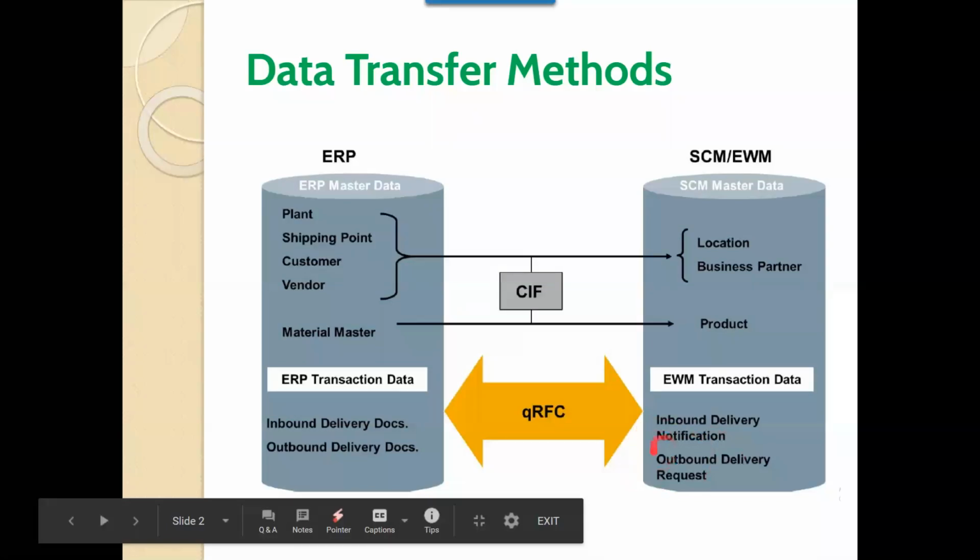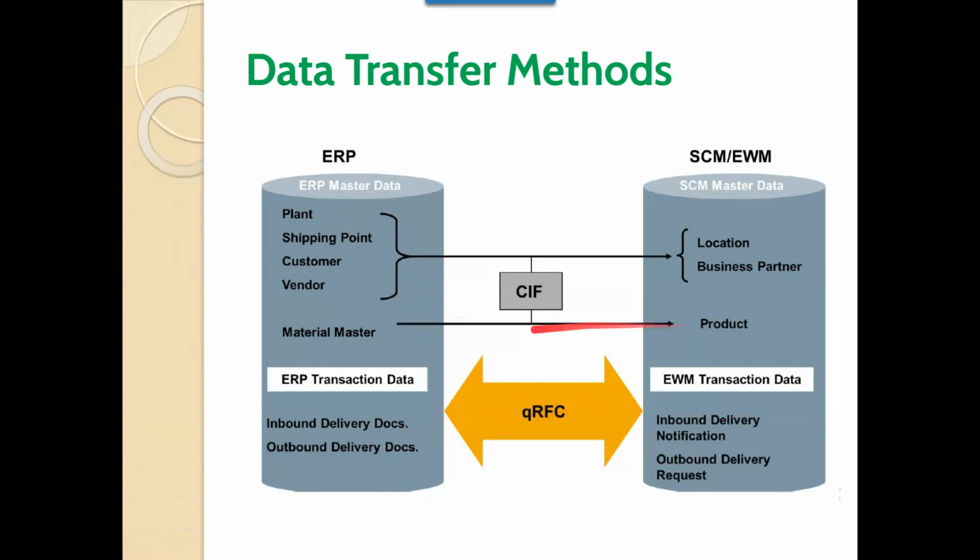Inbound delivery notification and outbound delivery request will be created over here. So this is both way communication. It will be transferred in both ways. Okay, this is only unidirectional, only one direction.